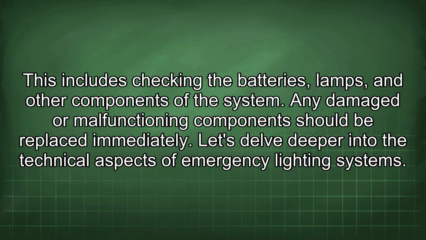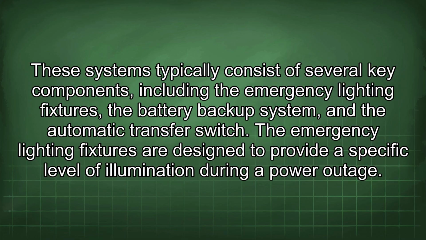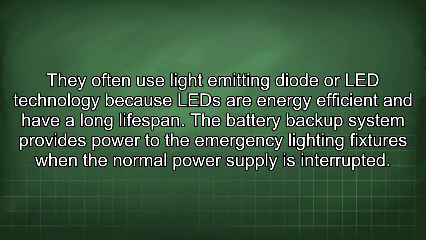Let's delve deeper into the technical aspects of emergency lighting systems. These systems typically consist of several key components, including the emergency lighting fixtures, the battery backup system, and the automatic transfer switch. The emergency lighting fixtures are designed to provide a specific level of illumination during a power outage. They often use light-emitting diode, or LED, technology because LEDs are energy efficient and have a long lifespan.